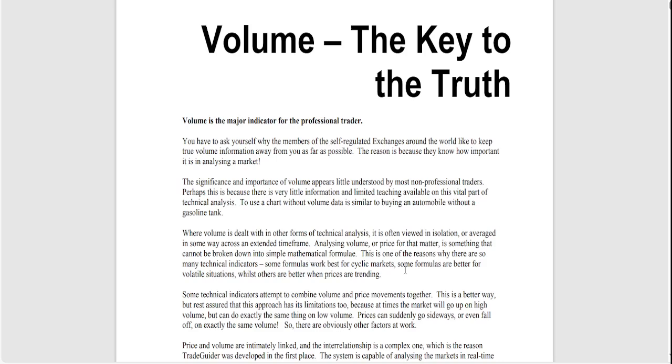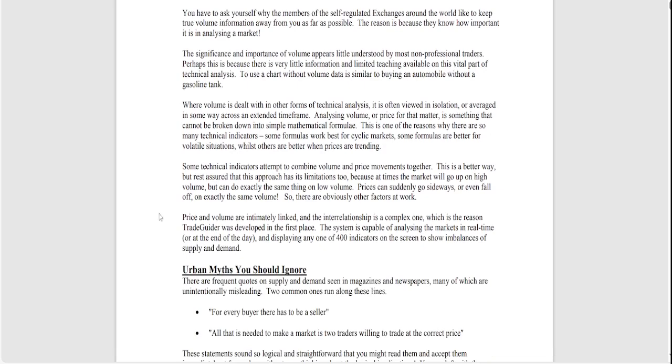This is one reason there are so many technical indicators. Some indicators attempt to combine volume and price movement together. This is the better way, just read that subject to its limitations. Price and volume are intimately linked. Candlestick and volume are interlinked. The interrelationship is a complex one, which is the reason to ignore this trade guider stuff, this bullshit.